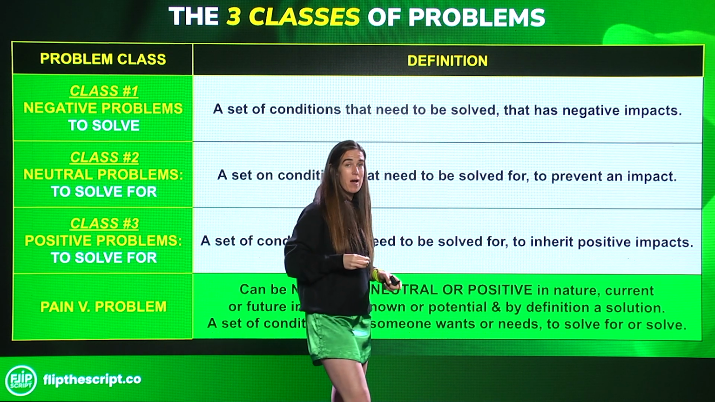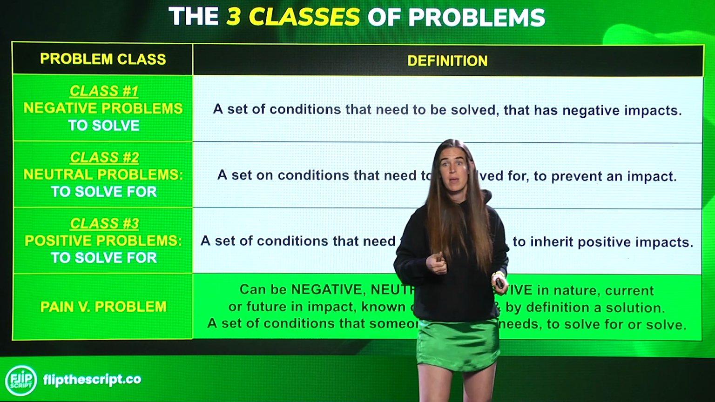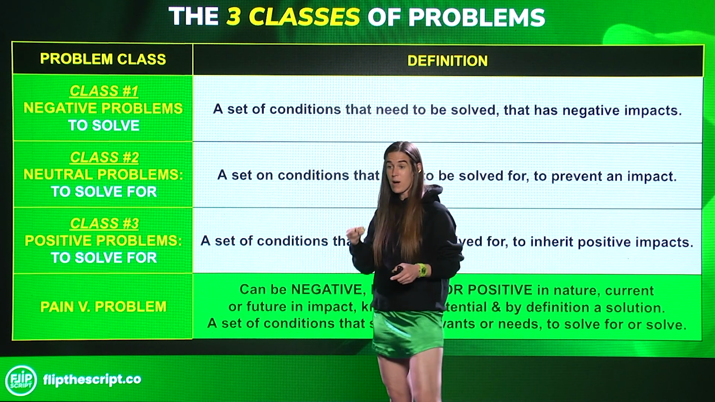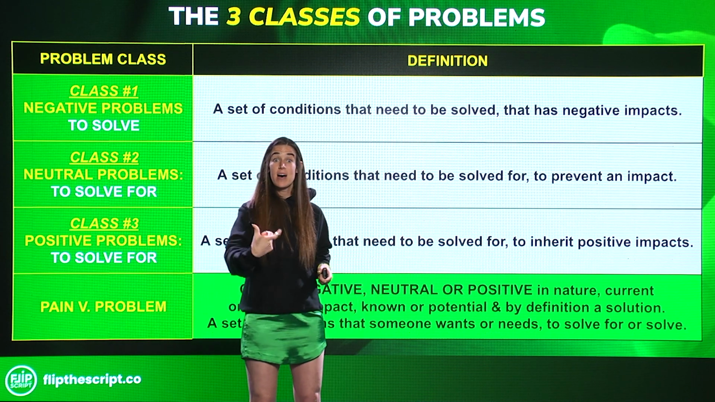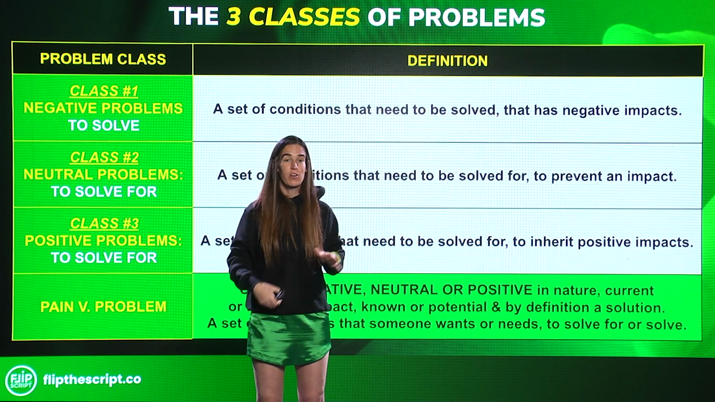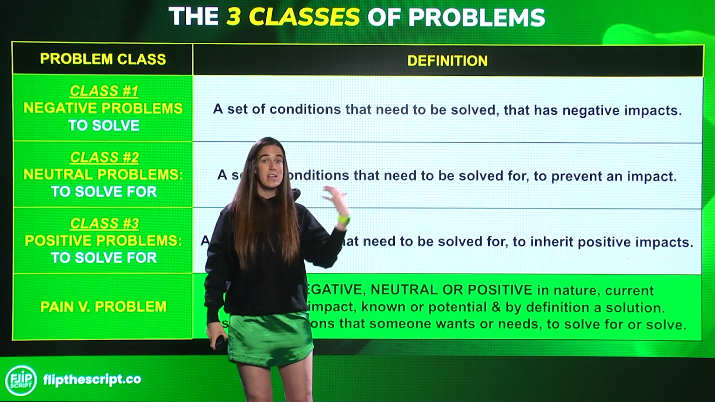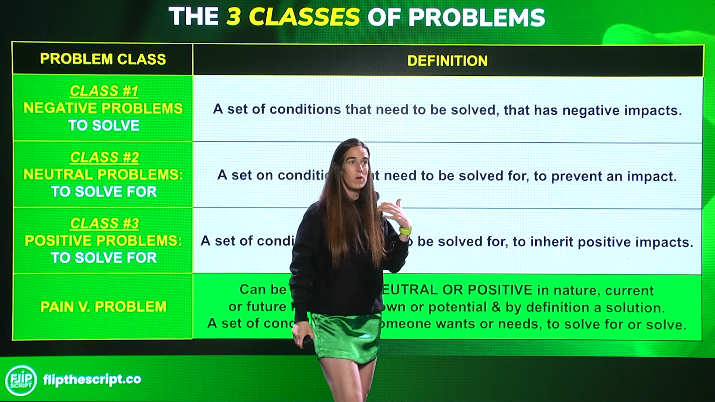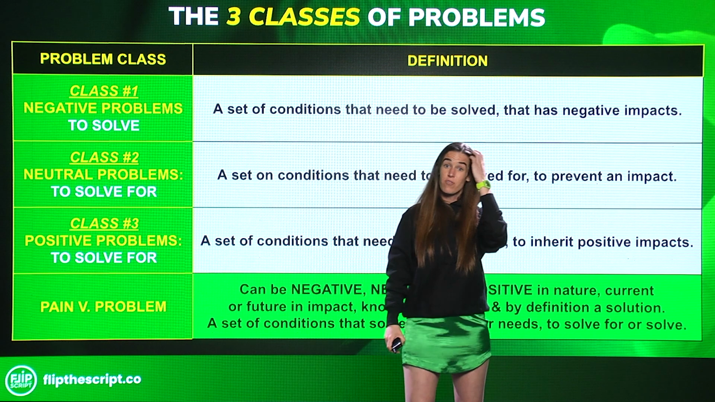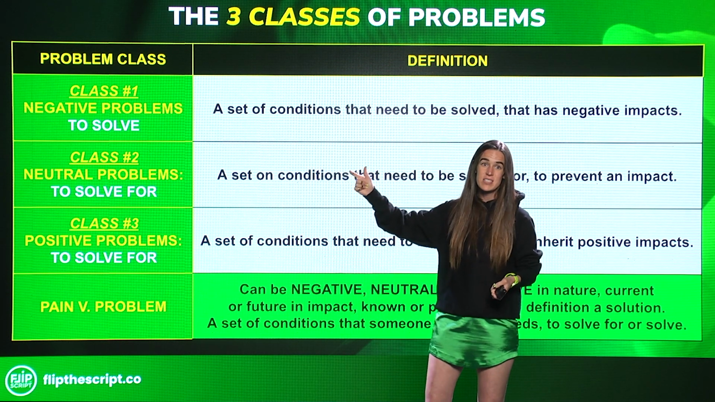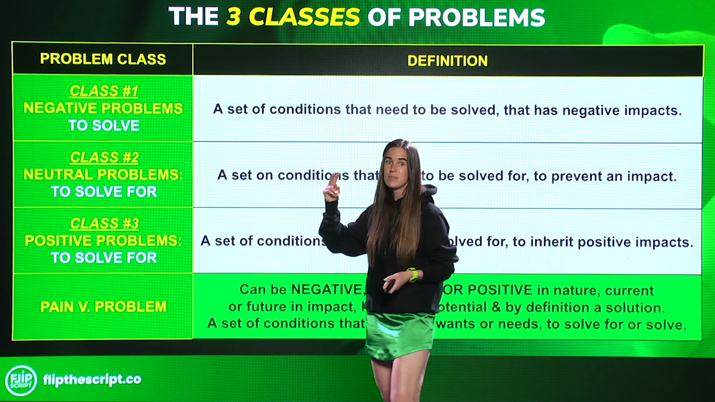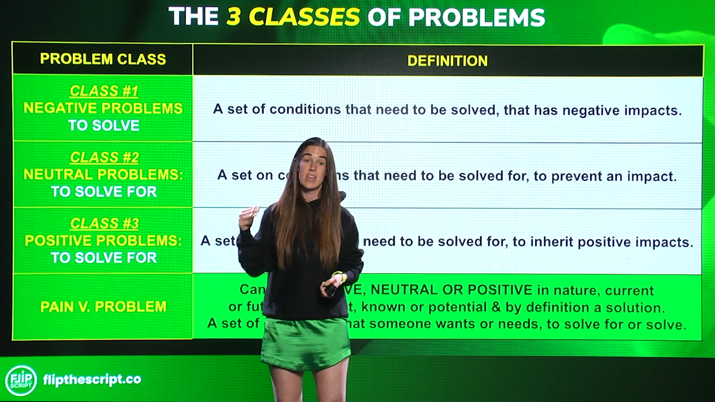And then the last class of problem is a positive problem. This is a type of problem that you are solving for to inherit positive impact. I think you're probably already guessing, if you're watching this, which types of problems people are going to solve for in what order. Usually they're going to go for negative problems first, then they're going to go for neutral problems, and then they're going to go for positive problems for the upside.